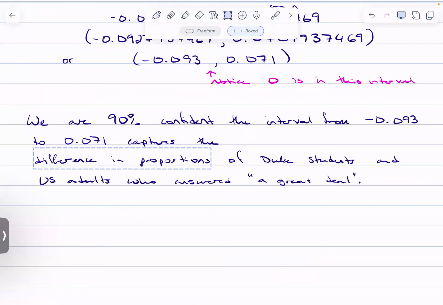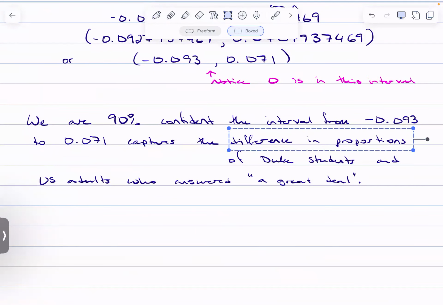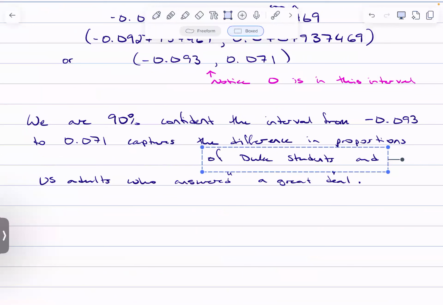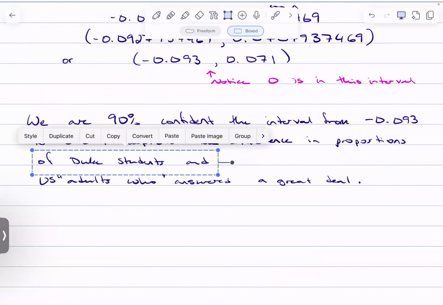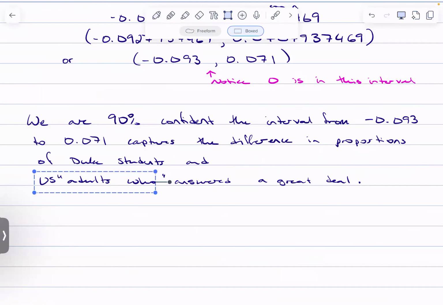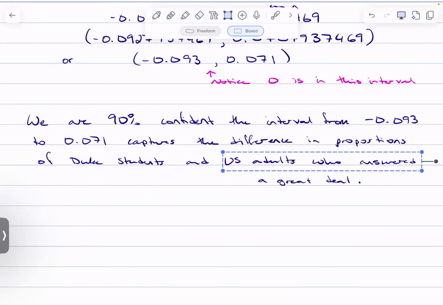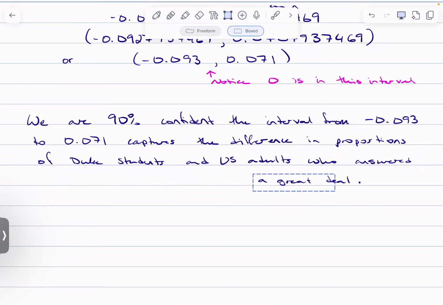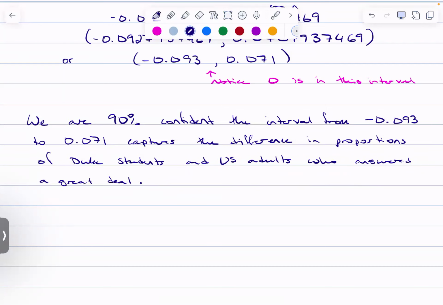Can I be lazy? Difference in proportions of Duke students and US adults. The quotes moved to be around US adults, which is kind of funny. And US adults who answered a great deal. Was that quicker than just writing it up? Probably not.